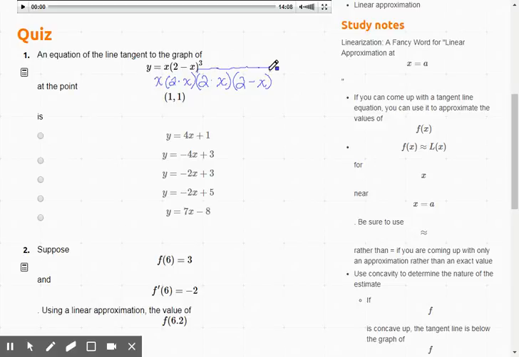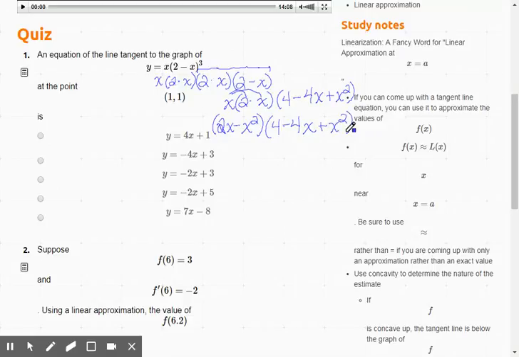2 minus x times 2 minus x is 4 minus, let's see here, we've got minus 2x, so minus 4x, plus x squared. Be careful with those signs. Let's go ahead and distribute the x here. So we've got 2x minus x squared. Now we only distribute it into one set of these parentheses. Do not distribute it into both, or you're really distributing x squared, not just x.